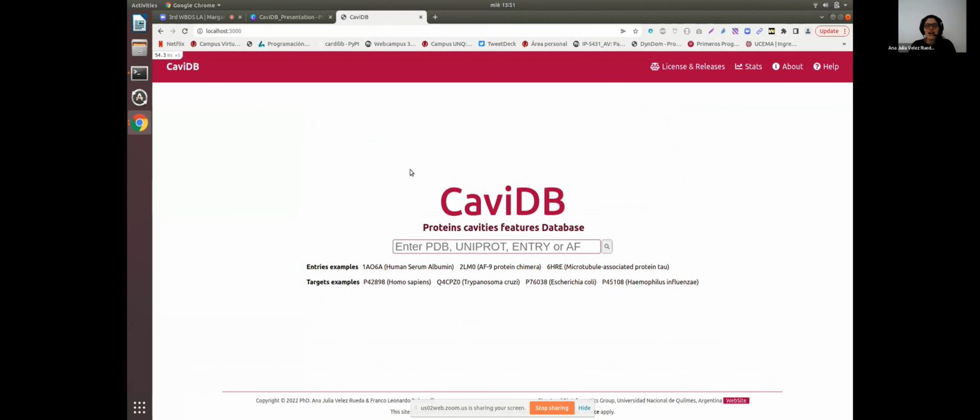So here you have, I don't know if you can see the screen. Now I changed. Yes, perfect. Okay, cool. So here you have the CaviDB UI.